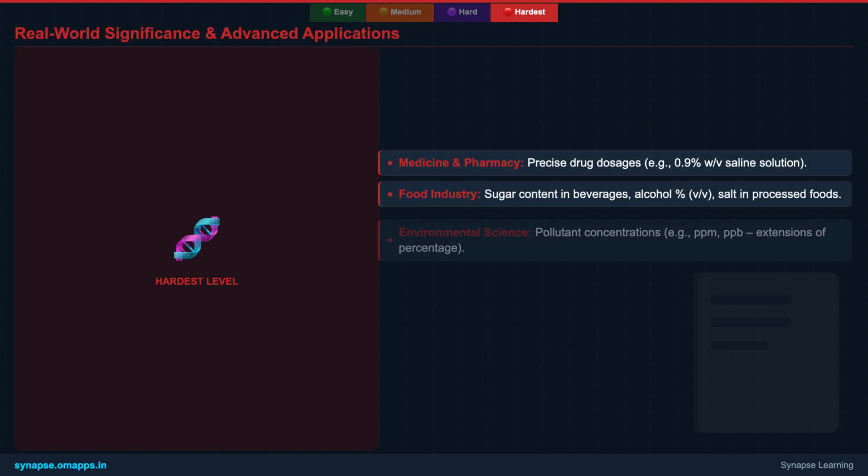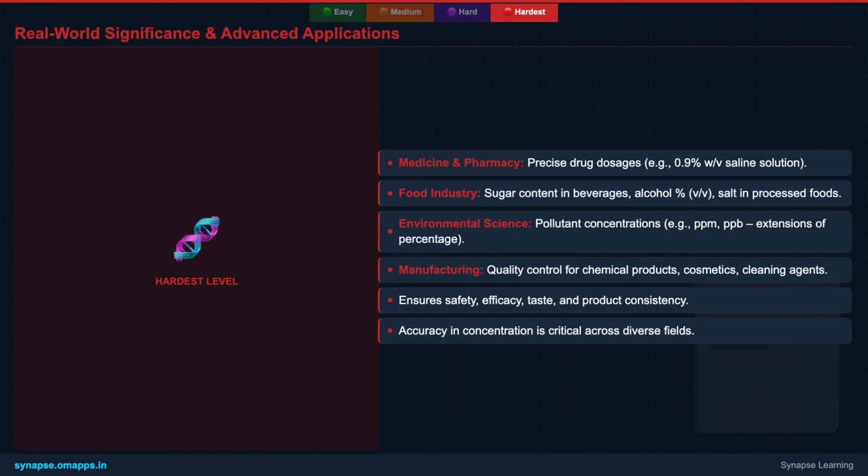Percentage concentrations are not just textbook concepts, they are the backbone of countless real-world applications. Think about the saline solutions used in hospitals, the precise drug dosages in medicines, or the sugar content in your favorite drinks. Even environmental monitoring of pollutants, though often using parts per million, builds on the percentage idea. In every case, accuracy in concentration is paramount for safety, efficacy, and quality control across industries.